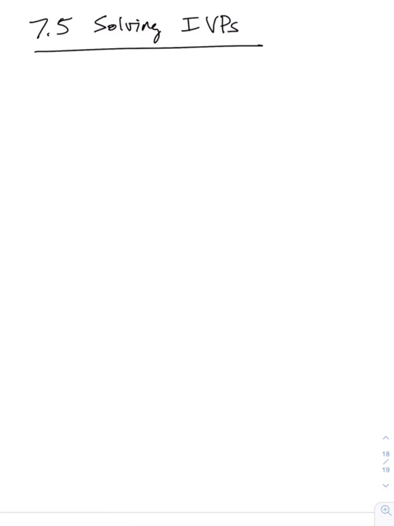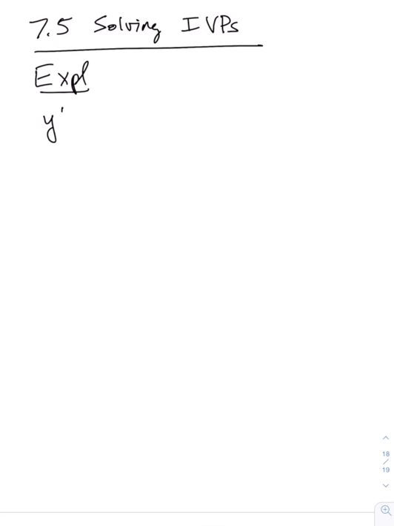Okay, here's part 4. I'm going to talk about section 7.5, solving initial value problems. We actually solved one initial value problem at the very beginning of section 7.4 using the Laplace transform, but now we're going to look more in depth at that process. So we'll start off with an example.